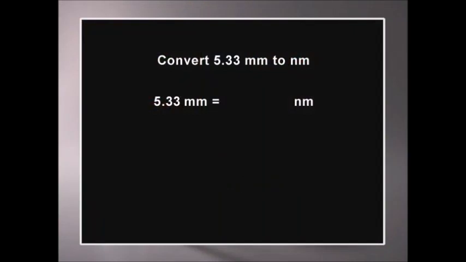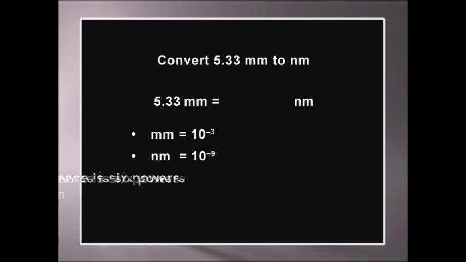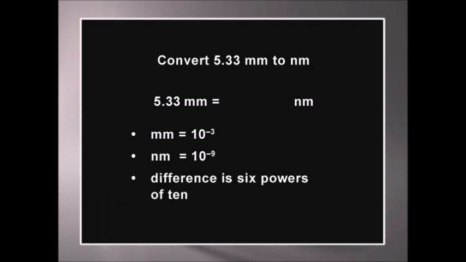In the first problem, milli is 10 to the minus third, nano is 10 to the minus ninth. 10 to the minus ninth is smaller than 10 to the minus third by 6 powers of 10. So in the first problem, I must multiply 5.33 by either 10 to the 6th or 10 to the minus 6th. Milli is a big guy in this problem. And since nano is a little guy, I know that I am going to get a lot of them. This tells me that I have to multiply by 10 to the 6th. So my final answer is just 5.33 times 10 to the 6th nanometers.